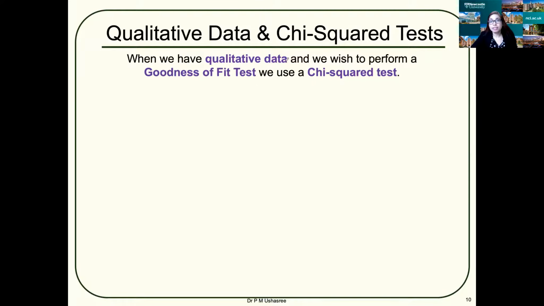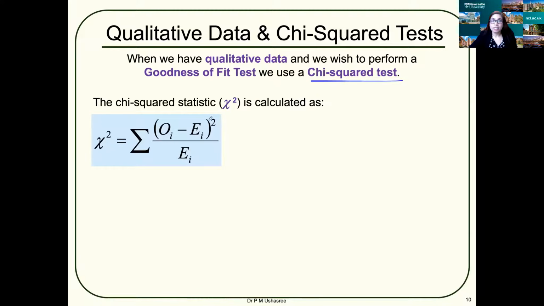When we have qualitative data and we wish to perform a goodness of fit test, we use a test called the chi-squared test. The chi-squared statistic is calculated using this formula. That is, chi-square is equal to the sum of this whole expression. This is the observed frequency, from your experiment, and this is the expected frequency, from your theory. So the difference between the observed frequency and the expected frequency, squared, divided by the expected frequency, and the sum of all of it, sigma, will give you the chi-square statistic.